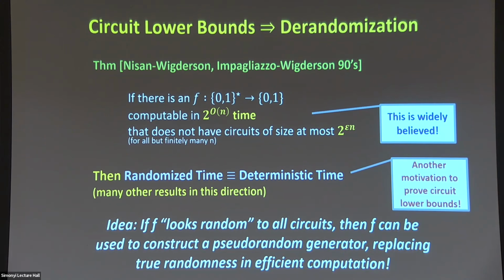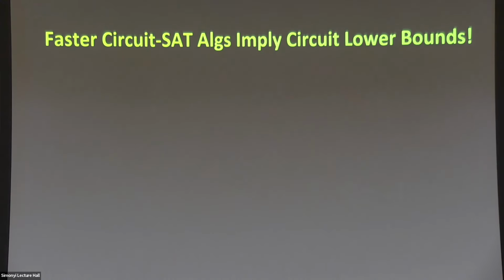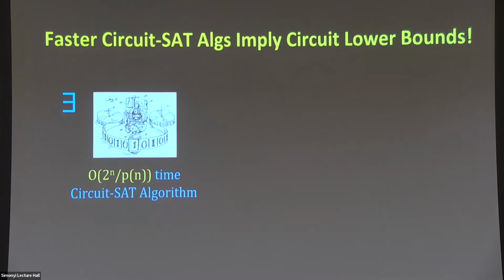So what did I do? I developed a program where if you could get even slightly faster circuit SAT algorithms, slightly faster than 2 to the n, then you could use it to prove circuit size lower bounds. The general setup is, suppose I have a Turing machine that runs in 2 to the n over some polynomial amount of time. So this is much weaker than 1.9 to the n. It's just 2 to the n divided by a polynomial.